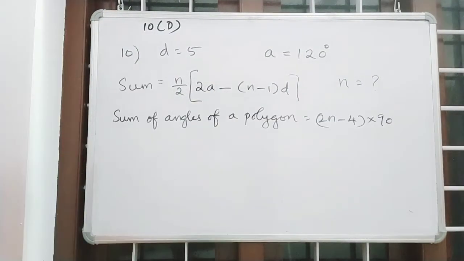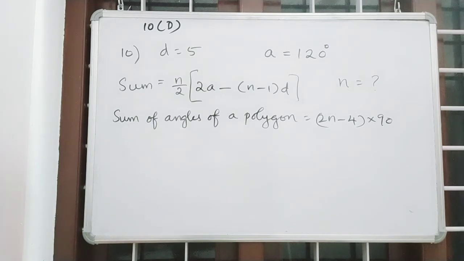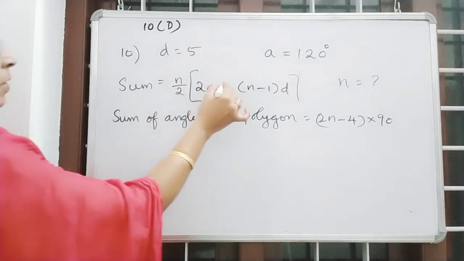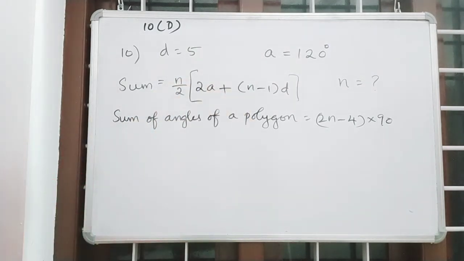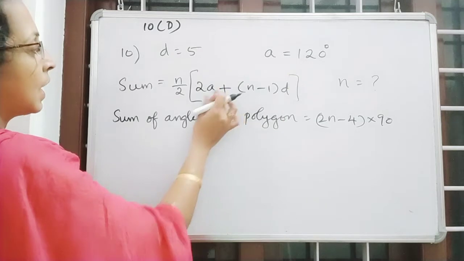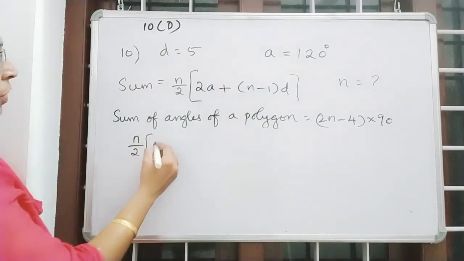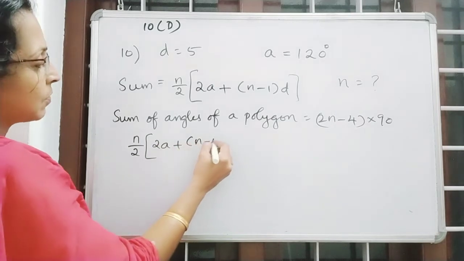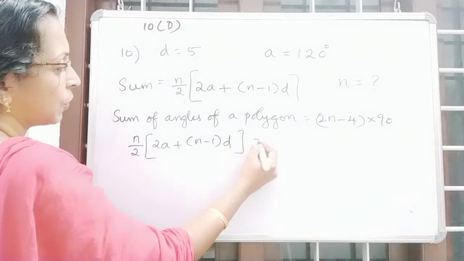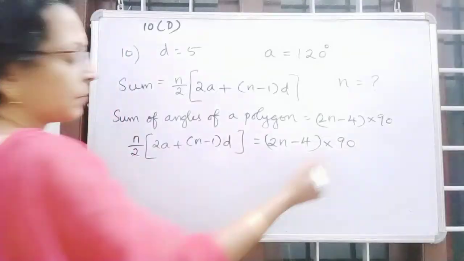Okay. So already we discussed the sum is equal to n by 2. Our formula is n by 2 into 2a plus n minus 1 into d. Sum of angles of a polygon is 2n minus 4 into 90. So both are the sum, so we can equate the RHS. So how can we write? n by 2 into 2a plus n minus 1 into d is equal to 2n minus 4 into 90.